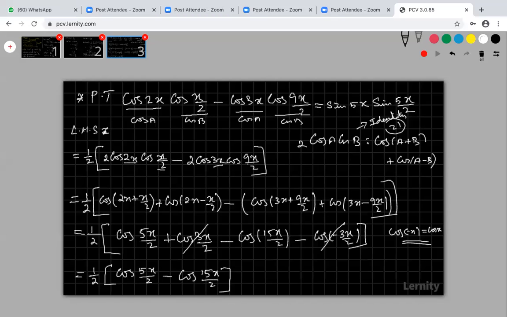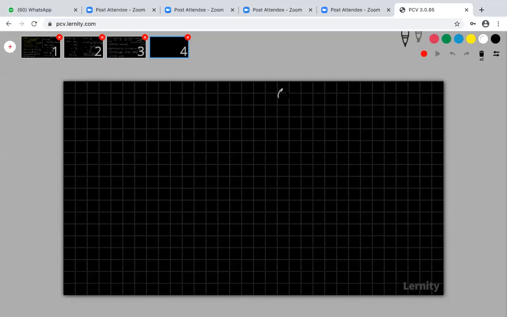What is my cos x minus cos y formula? You see the identity: cos x minus cos y equals minus 2 sine of (x plus y) by 2 times sine of (x minus y) by 2. First, go through all the identities at least once or twice, they are very important. This is the identity, so I'm going to apply it here.